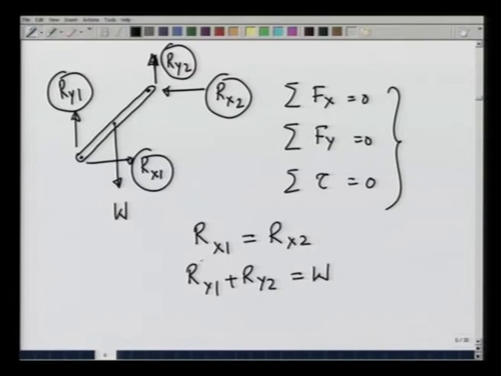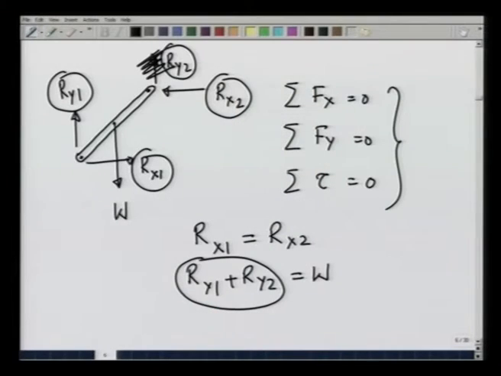You see, all I can determine through this is R y 1 plus R y 2, not R y 1 and R y 2 individually, and this is the degree of indeterminacy. So, this is a statically indeterminate problem and the degree of indeterminacy is 1, because I can remove this constraint of providing a vertical force and still keep the system in equilibrium.